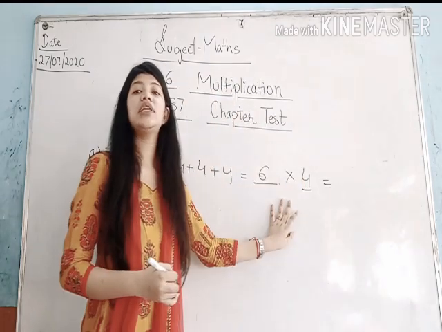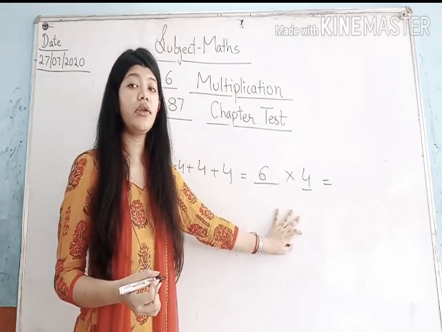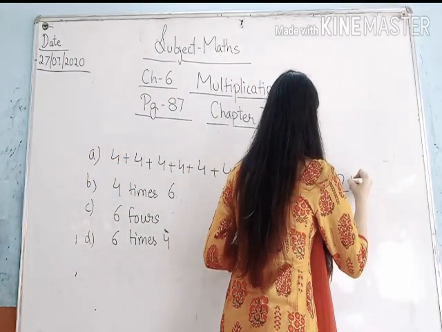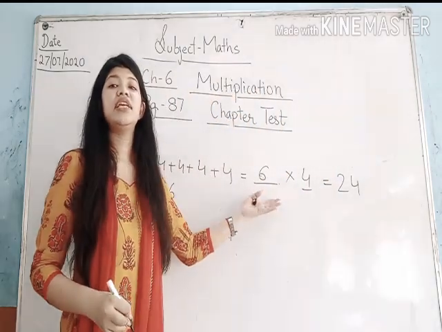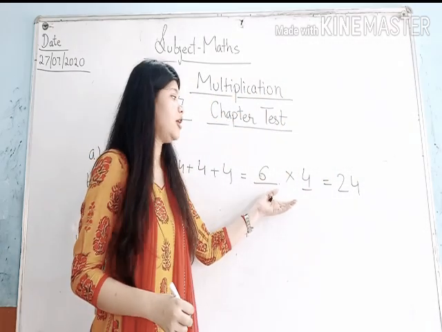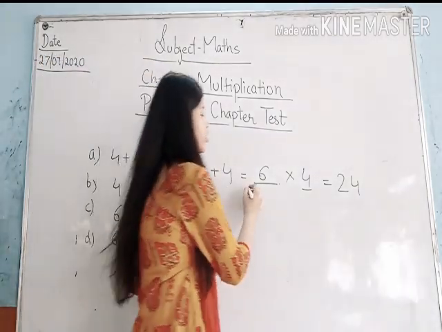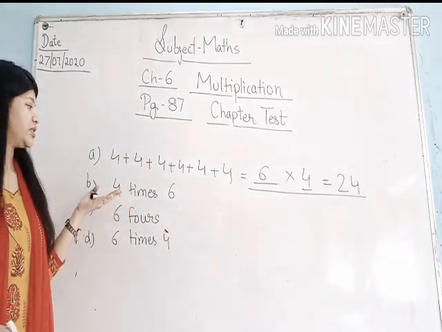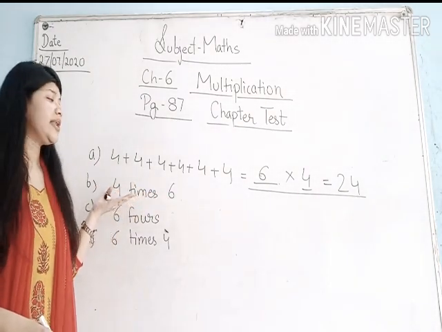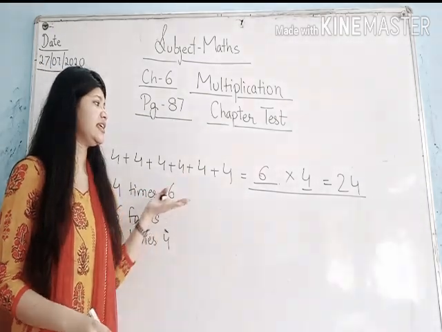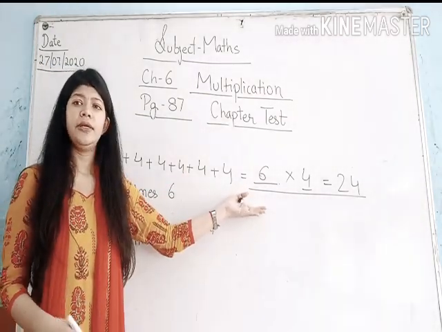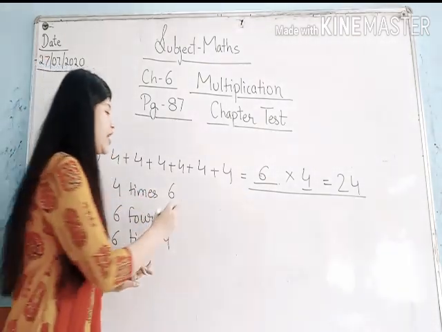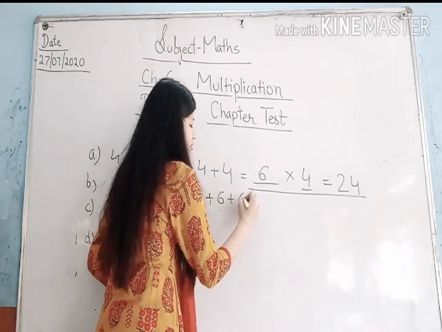Now 6 fours are. Tell me, 6 fours are? Yes. 24. Yes, 6 fours are 24. Clear? So now this is the first option. We got this as our answer. Okay. Now let's come to second option. 4 times 6. Now what do you mean by 4 times 6? Is it correct? Is this option is matching to this one? No, this is not matching. Why? Because 4 times 6 means we have to add 6 4 times.